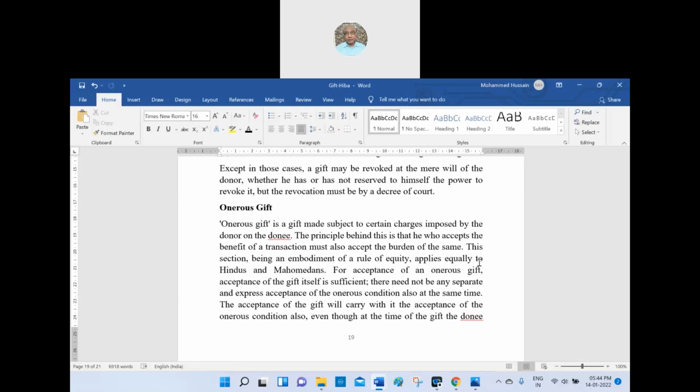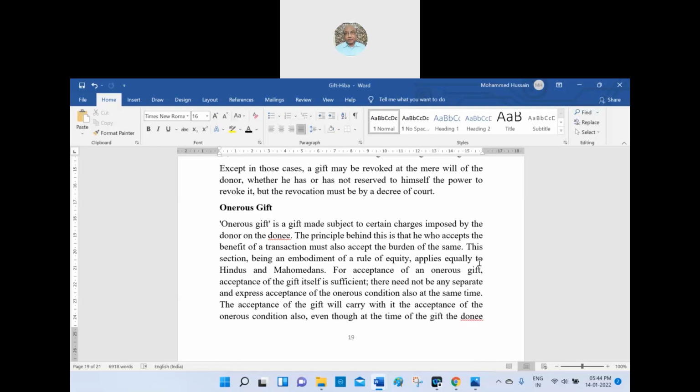No, no, no. "The debts are my father's doing, but I can take the property." They said no. When you want to take the property of your father, pay the debts of your father also. Is it clear? Yes, sir. So that is called an onerous gift.